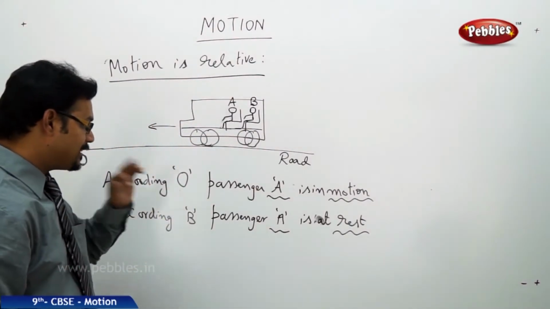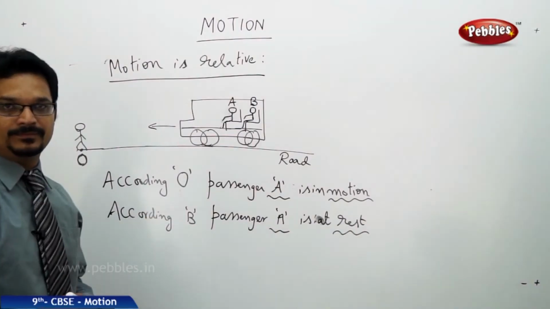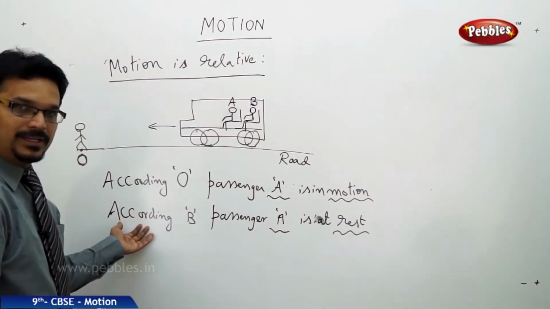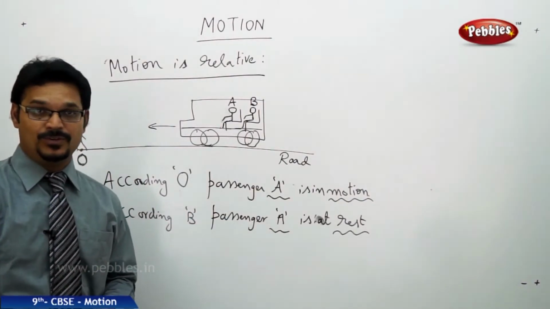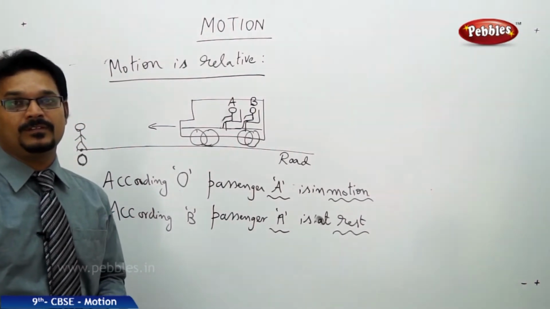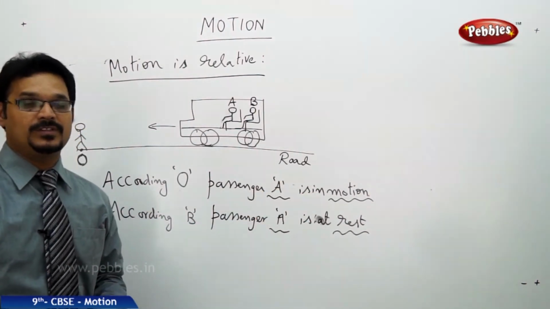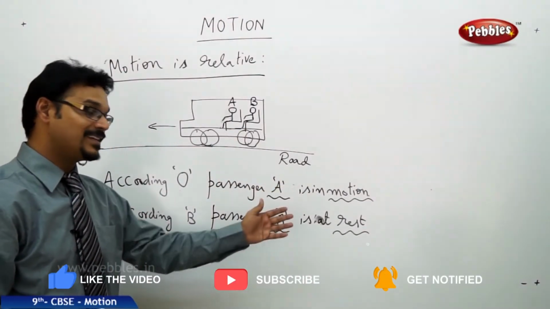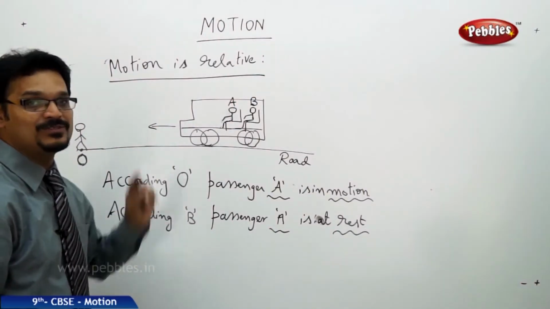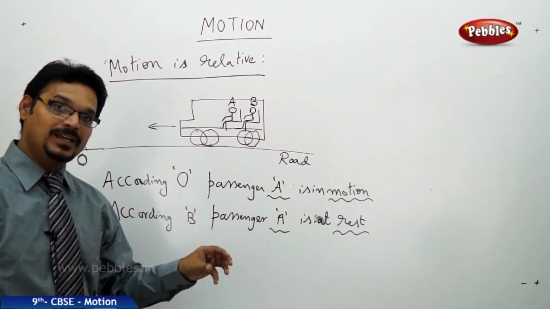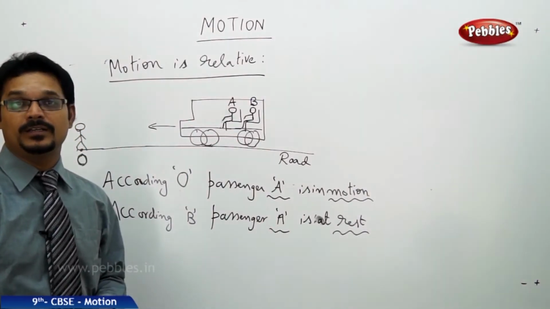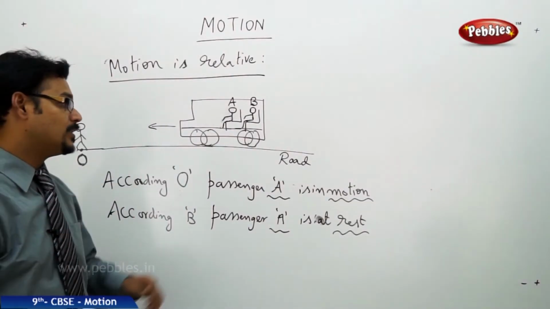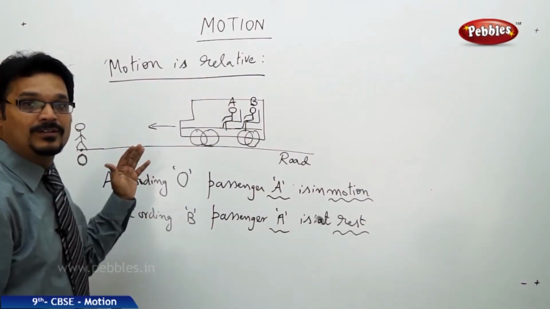See, I have taken the same passenger A in two cases. In one case, according to observer O, he is in motion. In another case, according to B, he is at rest. That means motion is not exactly motion at all times with all observers. For some observers, the motion is in motion. For some observers, the motion is not motion, it is at rest. So that's why motion is relative. A body, for somebody, is in motion, but it need not be in motion for some other reference or some other body. So that's how we can say that motion is relative.